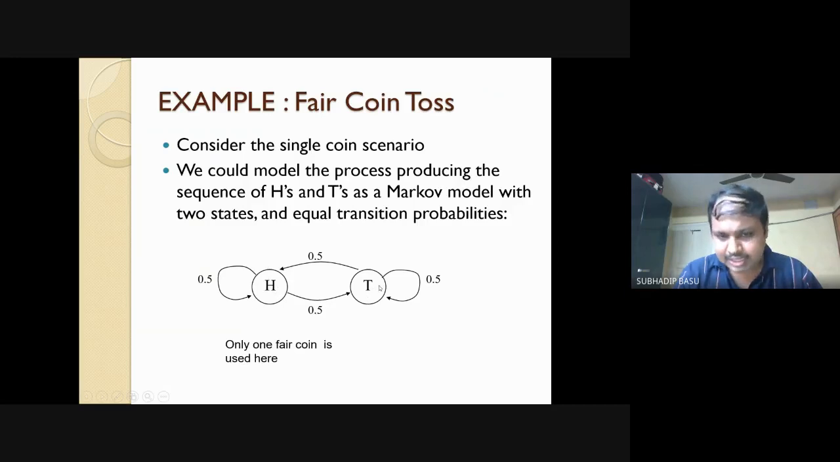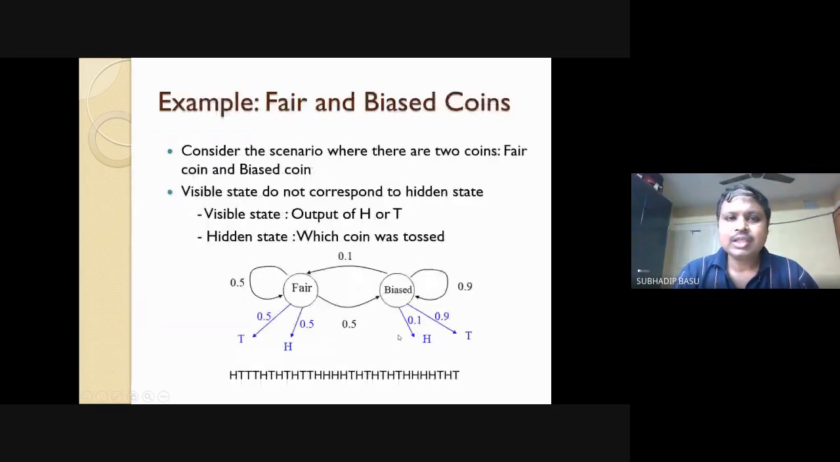And if it is a tail, again it is an equal probability. So you can either get a tail in the next toss, or you can also get a head in the next toss. So again, this is an equal probability. So it is a fair coin toss, and you have equal probability both for head as well as tail.